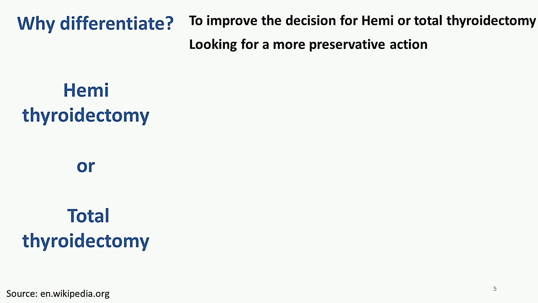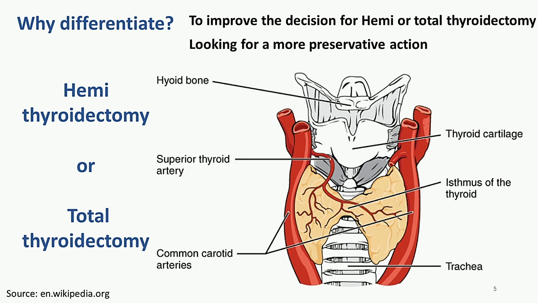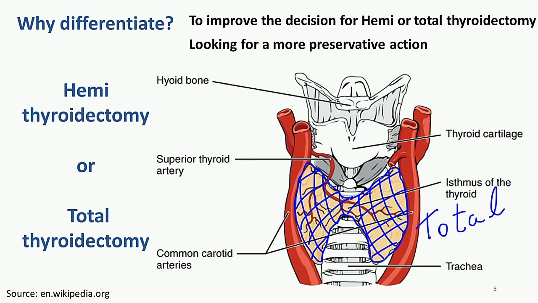The first thing I want to show is why it's important to differentiate benign from malignant. For the thyroid, if you have some benign tissue, the procedure is to remove part of the thyroid, and if you have malignant tissue, you remove the total thyroid. So it's important to know if the tumor you are removing is benign or malignant, to make a more preservative procedure.